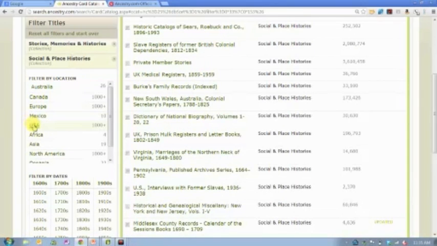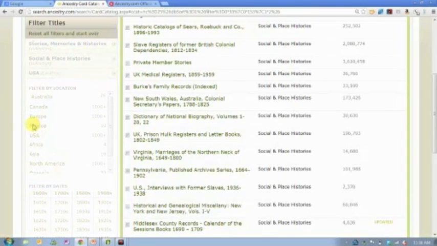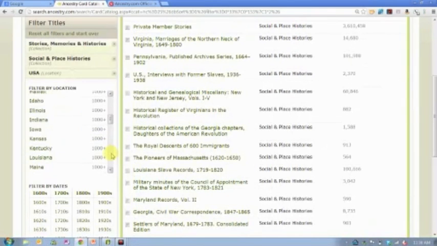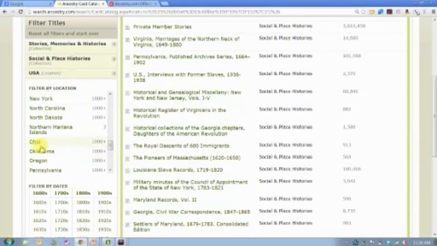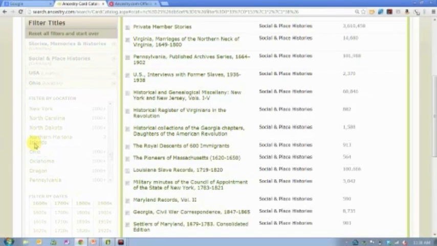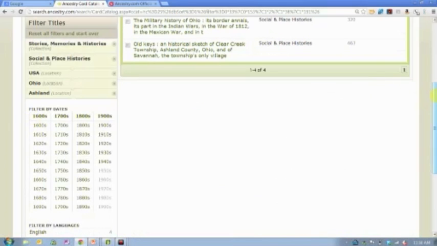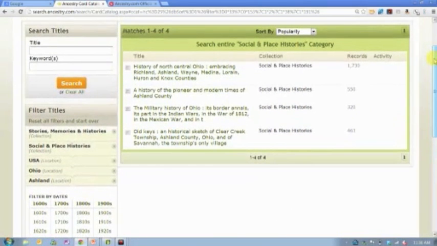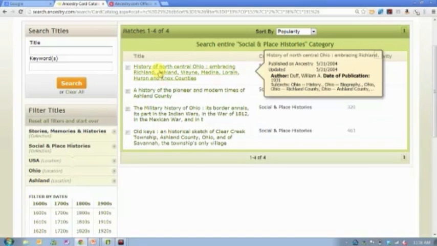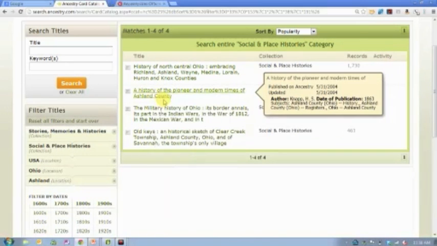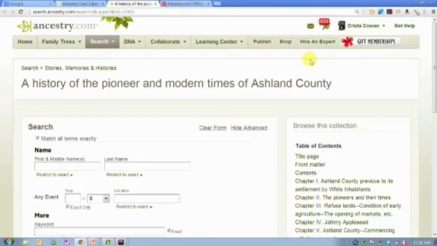Then you can filter further by location. So I could say I want to see those in the US, and maybe I'm specifically interested in a community in Ohio. So I can click on Ohio. It will then show me maybe further by county. So I am now looking at 4 books, social and place histories, 4 books that were published that are histories of this location. You'll notice one here is a history of north central Ohio, and it lists several counties. This one is a history of the pioneer and modern times of this specific county.